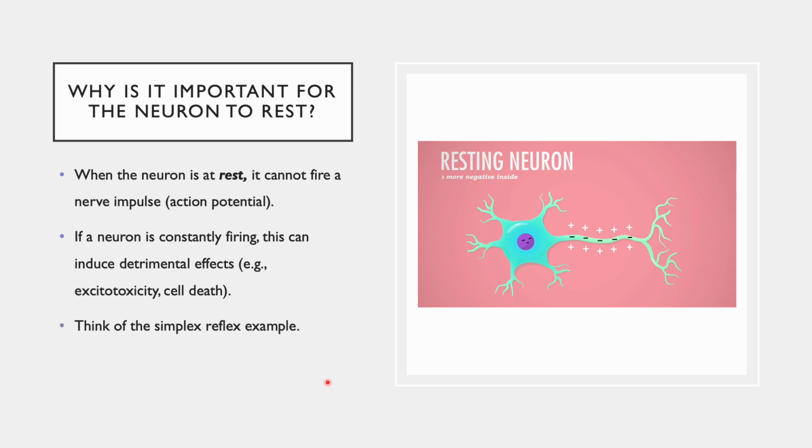We can think of the simple reflex example. We don't always want to cause muscle movements or twitching movements. Unfortunately, this is a symptom of many neurodegenerative diseases and disorders. So our neurons have to rest in between these nerve impulses so we're not constantly moving or exciting cells. Thus, cells need to rest in between the nerve impulses, known as action potentials.